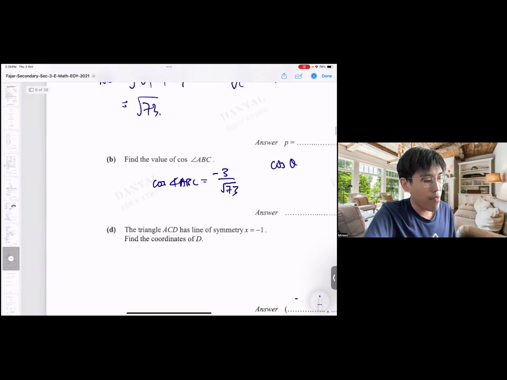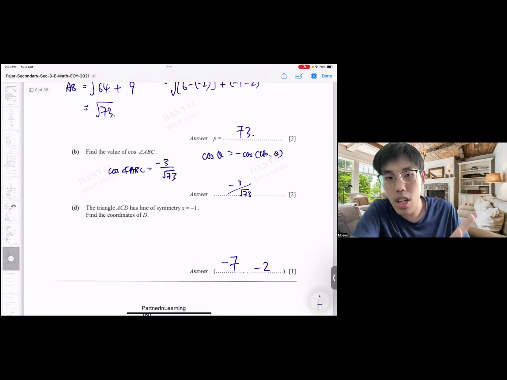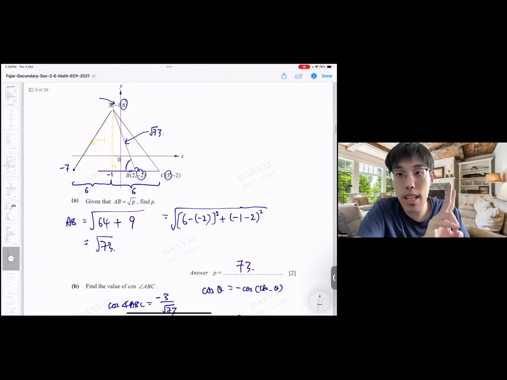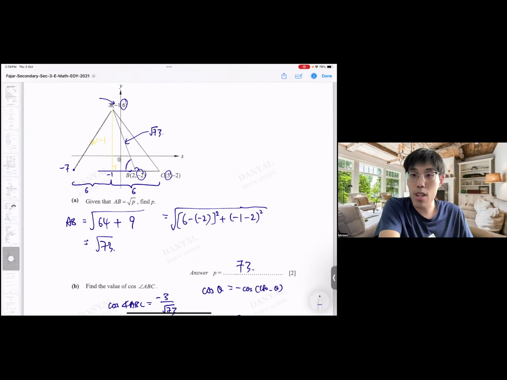Okay, and from here, this is 1 mark. 1 mark means answer correct means correct already. No need to do any extra working. You must be able to visually deduce and calculate from the diagram itself. Very important skill.